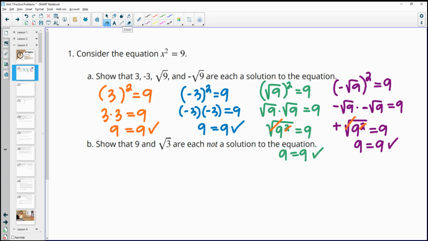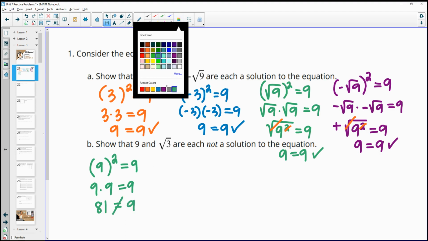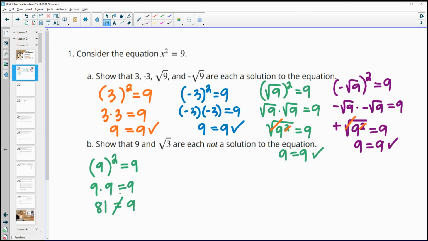So then for part B, we want to show that these two solutions, or these two numbers, are not solutions. So let's show that 9 is not a solution. So when we plug it in, 9 squared, does that equal 9? Well, 9 squared is 9 times 9. And 9 times 9 is 81, which does not equal 9. So that is not a solution. And that shows our work showing that it isn't a solution.